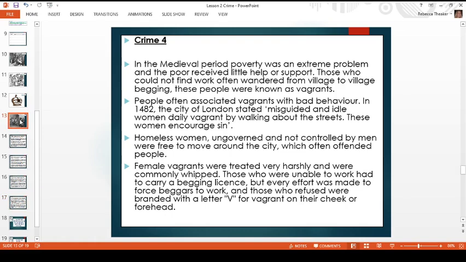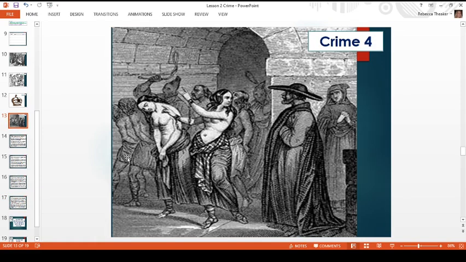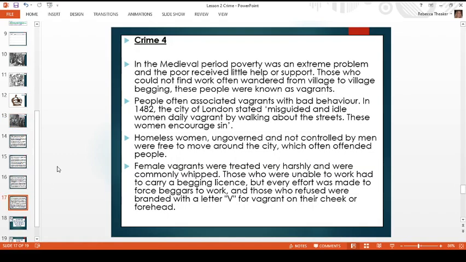So if we go back, this is what we can see here. It's not just women, there are some men in the background there also being whipped in the streets. And their crime was essentially that they were homeless, they were poor.